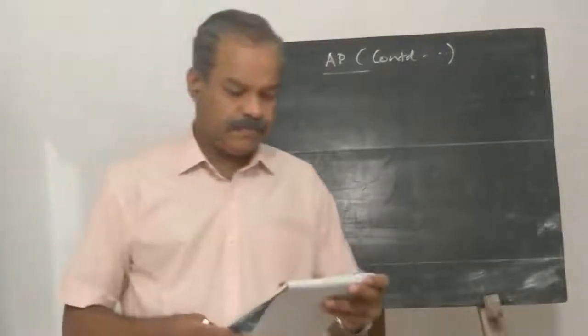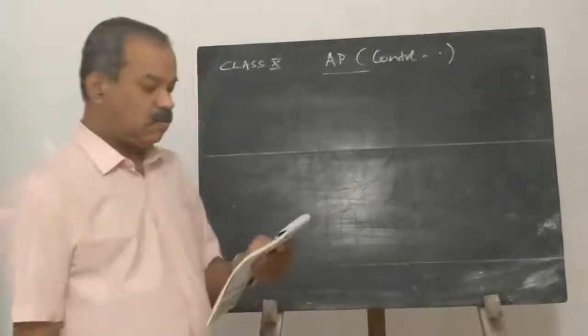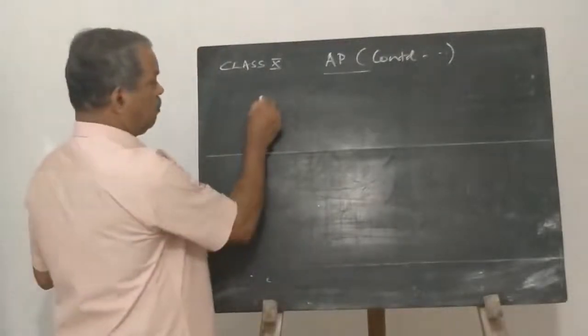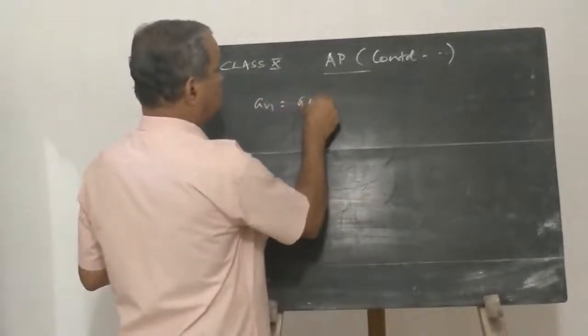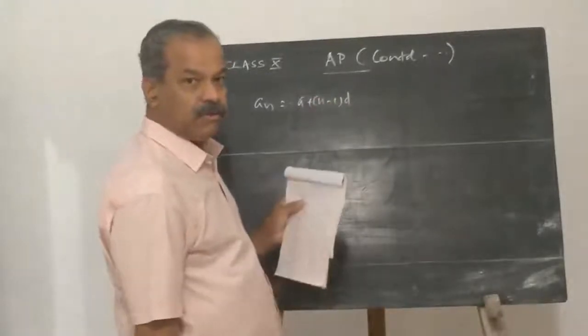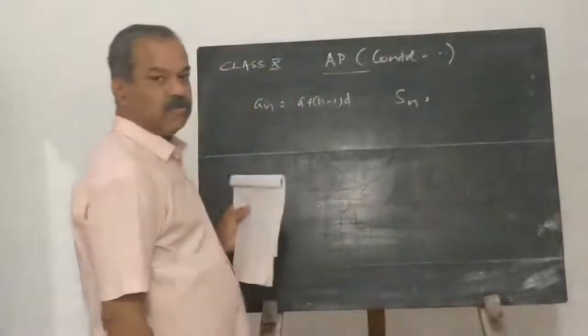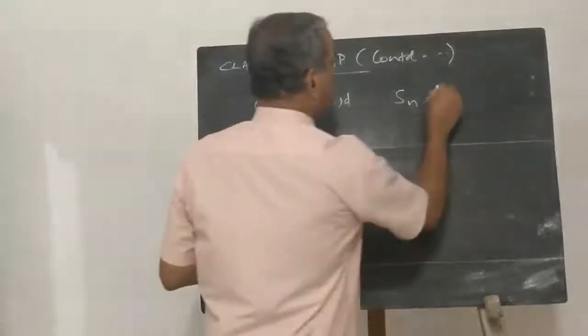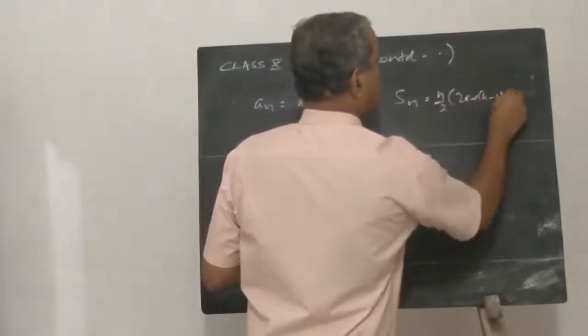Dear children, we have seen how to find the nth term of an AP. The nth term, an, equals a plus n minus 1 into d. Also, we know how to calculate the sum of the first n terms of an AP: Sn equals n by 2 into 2a plus n minus 1 into d.